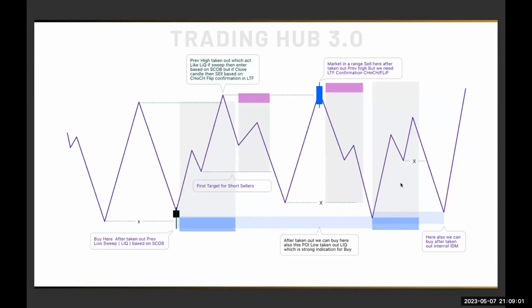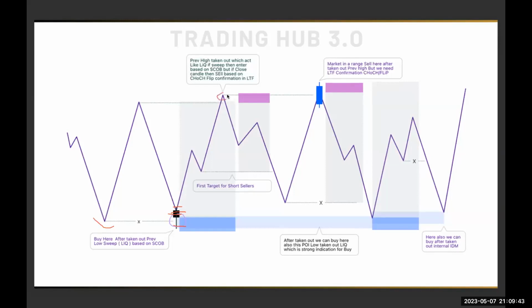If market takes out the previous low, for example, sweeps the previous low, in that case you can simply buy or sell here directly. You can buy or sell based on a lower time frame. Sorry, you can buy or sell based on a single candle order block in a lower time frame confirmation. You don't need to wait for CHoCH or flip or anything in a lower time frame. Simply buy or sell based on the single candle order block because market has taken out the liquidity. And always target the main high or low as a target, as a liquidity point.